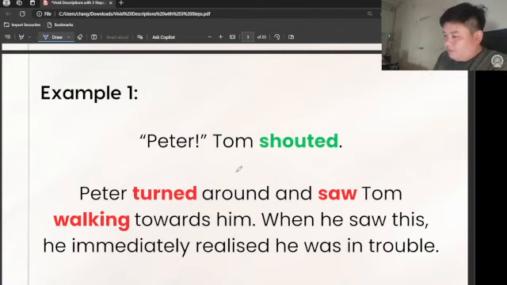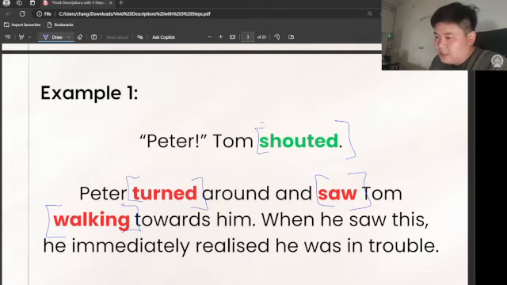Now, if you write it in this way, there's nothing wrong with it. It's quite decent in terms of the descriptions. But if you want to take it to another level, what you can do is identify all these commonly used verbs and replace them with something a little bit more complex.